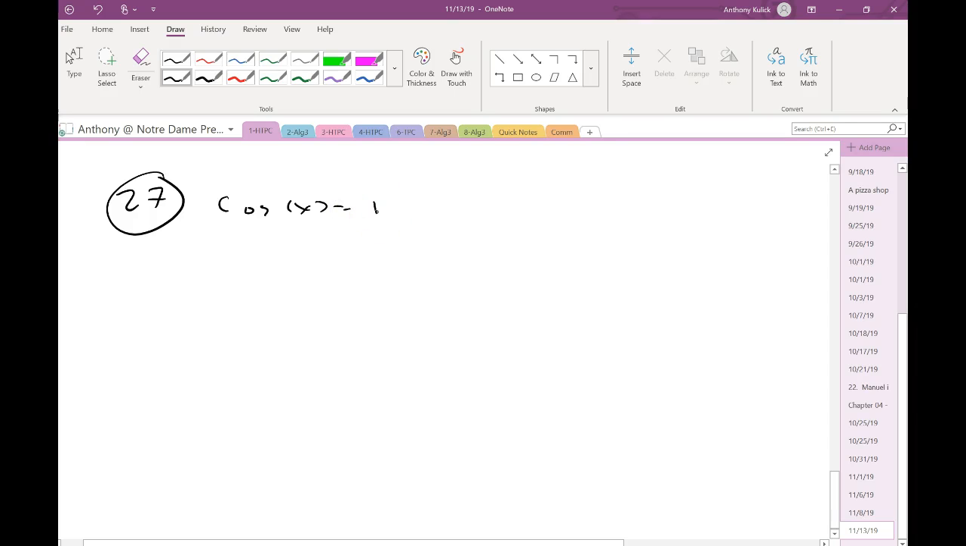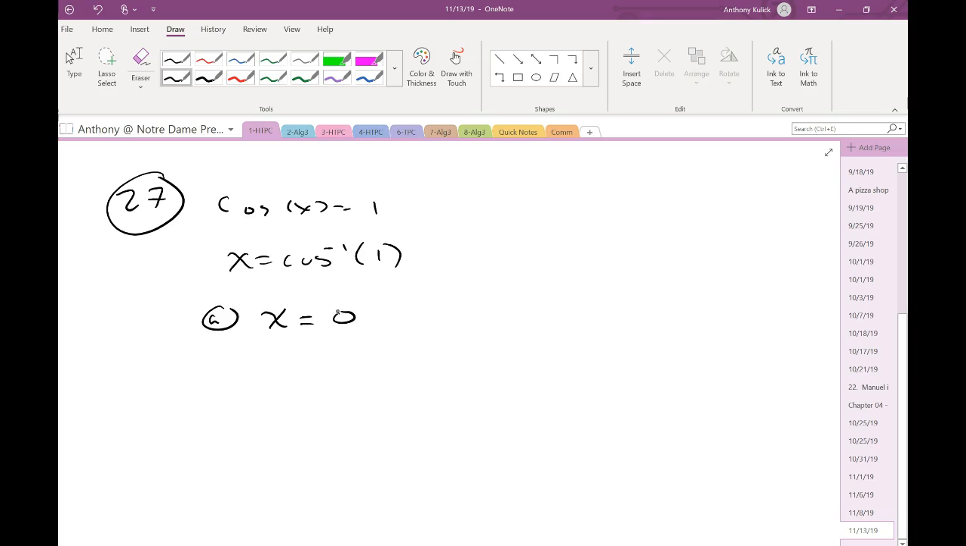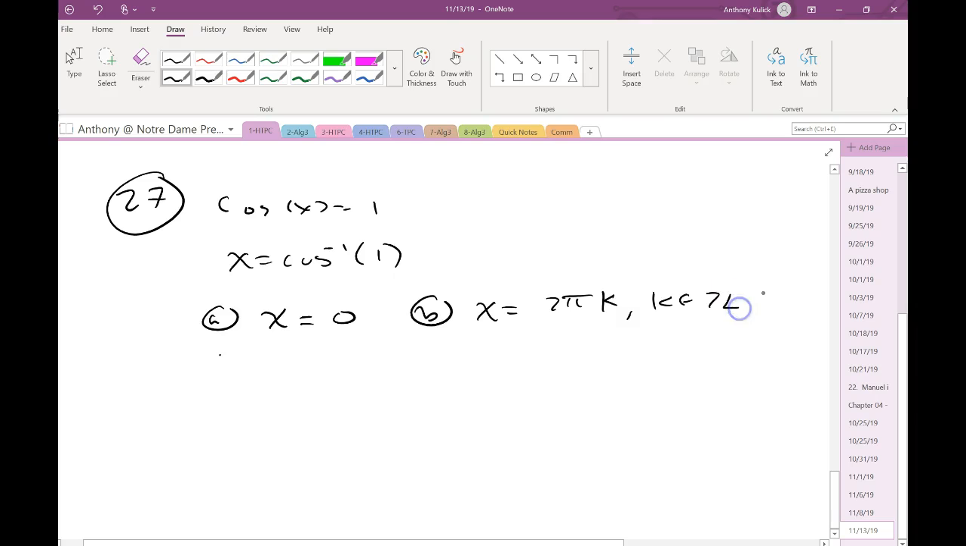So cosine of x is equal to 1. x is equal to cosine inverse of 1. Yep, so for part A, there's just one place on the unit circle where cosine has the value of 1. That's at 0. So for B, it's just going to be 2 pi k, because 0 plus 2 pi k is just 2 pi k, right?